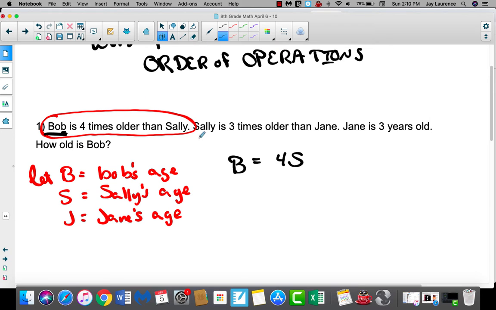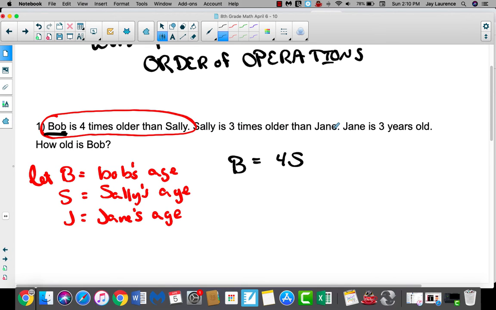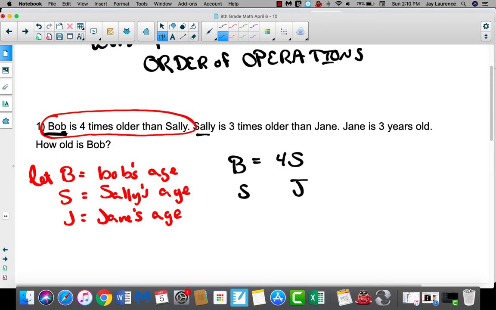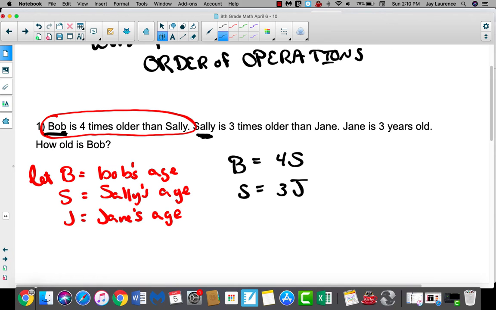All right. Now, the next equation says Sally is 3 times older than Jane. So I have Sally's age, and I have Jane's age. Well, Sally is 3 times older. She's the older one. I need to multiply Jane by 3. And finally, my last equation is Jane is 3 years old. I don't know if you realize this, I'm using a system of equations. We talked about systems of equations a little bit during the first 2 weeks of closure, or 2 of the first 3 weeks. We had the 1 week off.